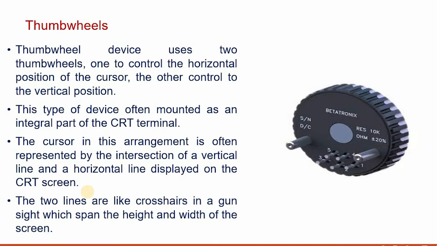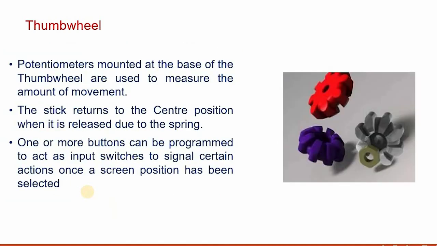The two lines are like crosshairs in the gun sight, which represent the position of the cursor control. Also, the potentiometer is mounted on the base of the thumb wheel, which is used to measure the amount of movement, how much that cursor has been moved. So that can be measured through this potentiometer.